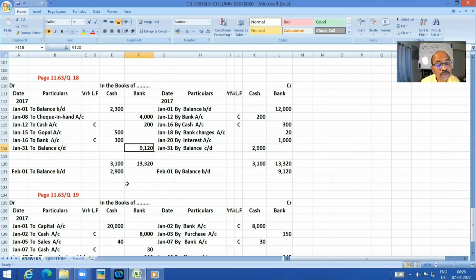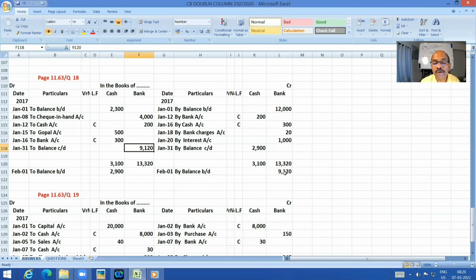Or also I have told you, decide on the basis of the opposite side wherever balance carried on is written. Balance carried on has been written in the debit side, hence it is a credit balance. Or the other way, a bank having credit balance means what? It's an overdraft.